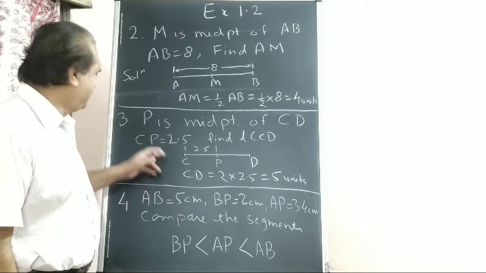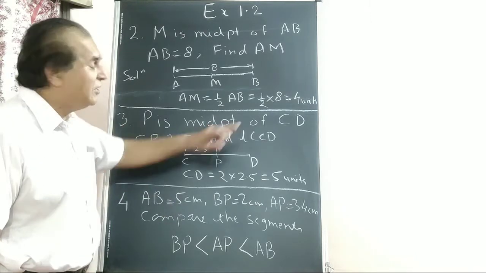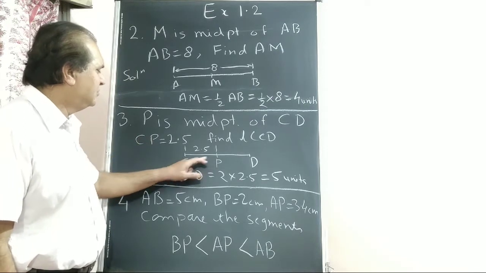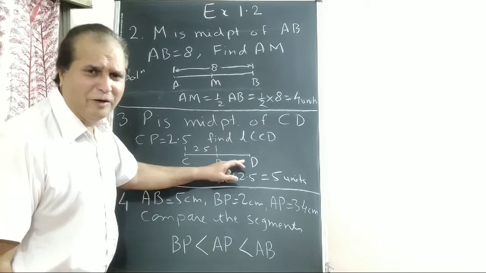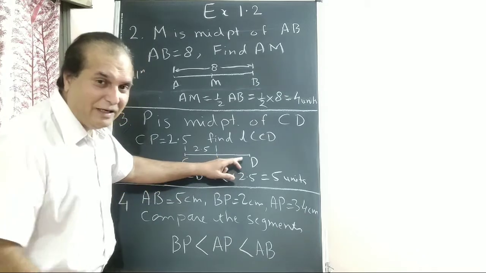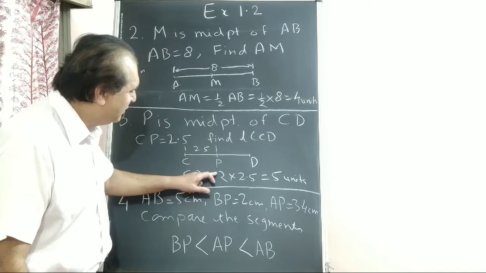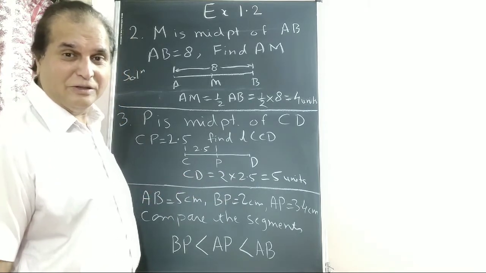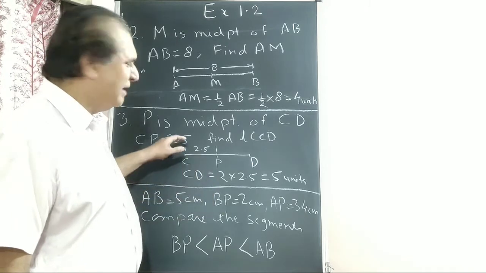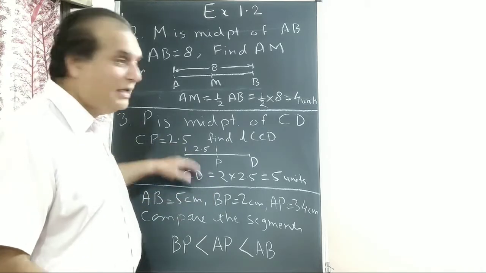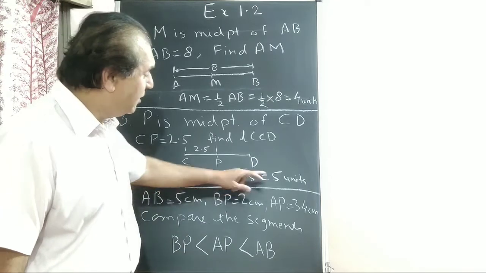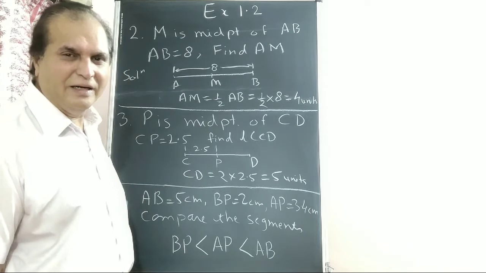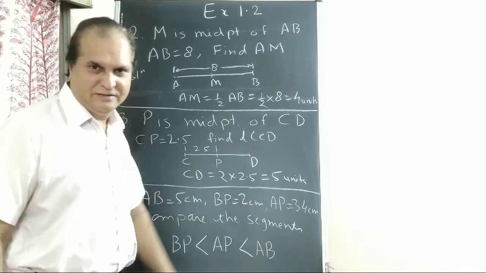Understood? Third sum, reverse. P is midpoint of CD, given. CP is given as 2.5. So PD is also 2.5. So CD is double of 2.5. 2 into 2.5, that is 5 units. Understood? If they write cm, write centimeter. If they write meter, write meter. Give proper units. If nothing is given, no need to write, but better to write units.